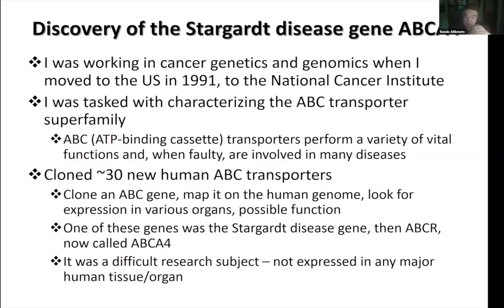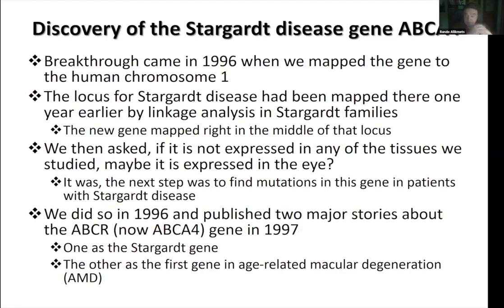Now, when I cloned a piece of this gene, we were stymied because we couldn't see it expressed anywhere. And also we had some issues with mapping. But then, there was a question of how we figured out it's a Stargardt disease gene. It was really quite straightforward once we mapped it to human chromosome 1. And the year before that, in '95, the Stargardt region was mapped there.